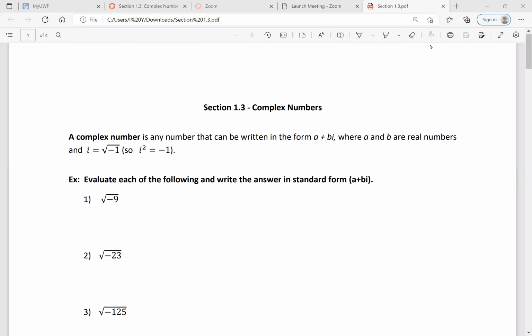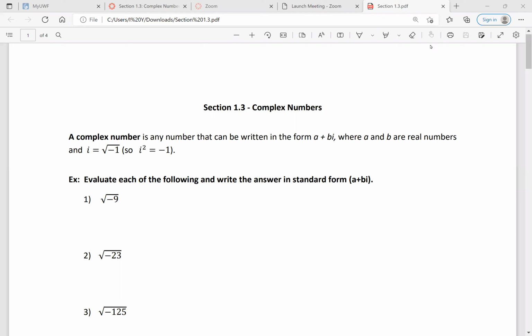Okay, today we're going to look at complex numbers. A complex number is any number that can be written in the form a plus bi, where a and b are real numbers and i equals the square root of -1. So i squared is -1. That's very important to remember. So let's look at some things that we can do with this.